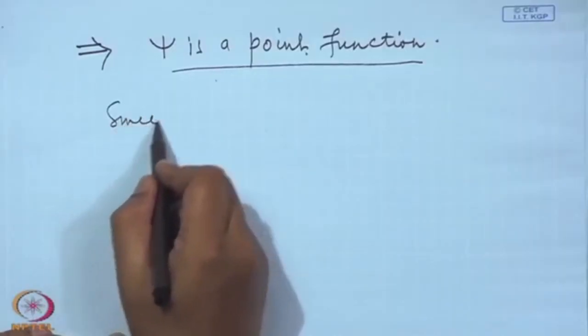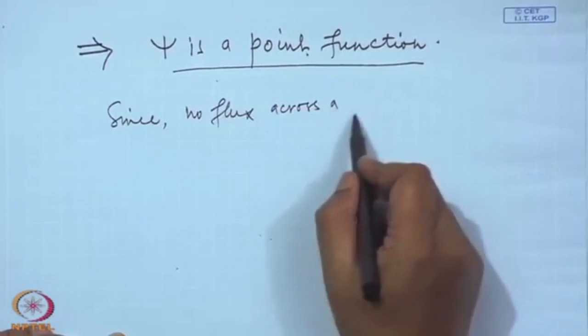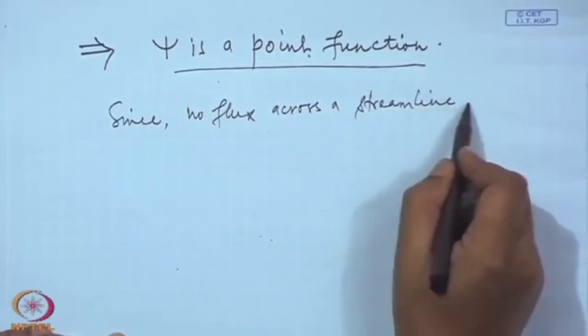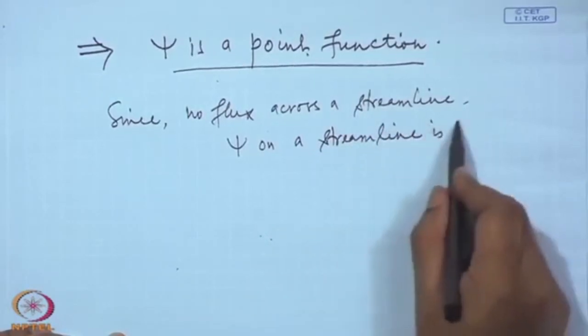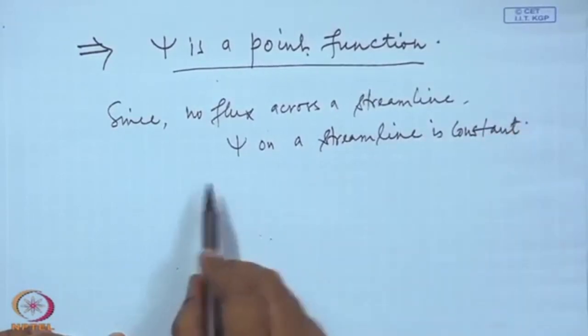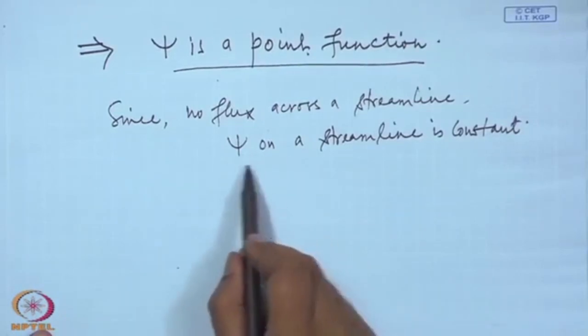So, that means that the integrand for the streamline is 0. If that point O to P lies on a streamline, then the integrand is 0. And what does it mean? Psi P is the same as psi O, meaning that the function psi is constant on a streamline. Psi on a streamline is constant.